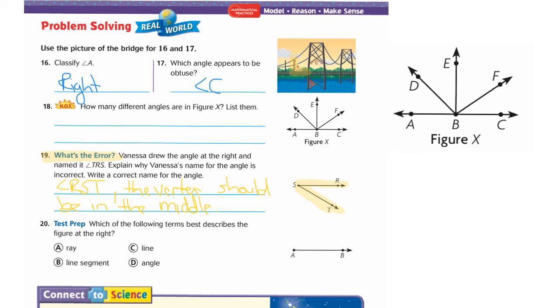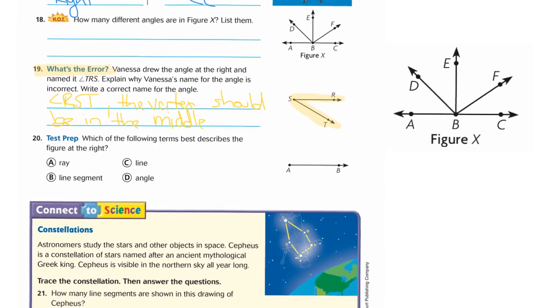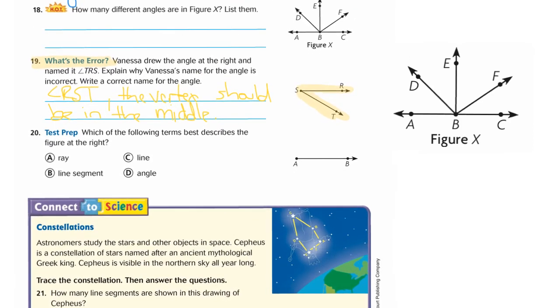And lastly, our test prep question. You know how I love a test prep, right? It says, which of the following terms best describes the figure at the right? So go ahead, pause the video, make your selection A, B, C, or D. So which term best describes the figure at the right? Pause it, answer it, and come back.